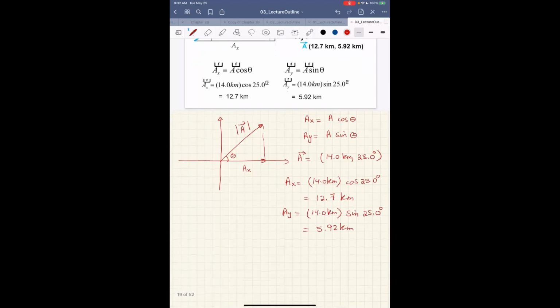I can now write A in two alternative forms: 14 kilometers at 25 degrees, or in terms of its components, the first is the X, 12.7, and then the Y. Again, as I said, three significant figures.